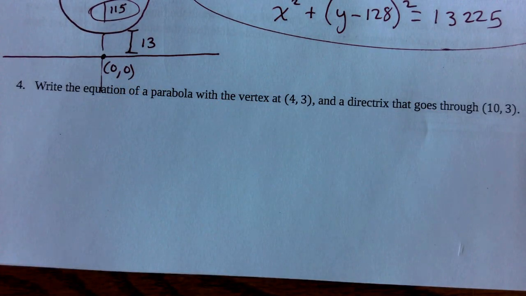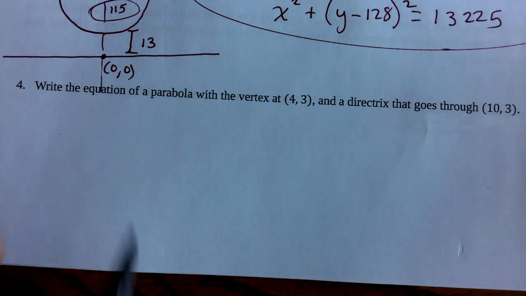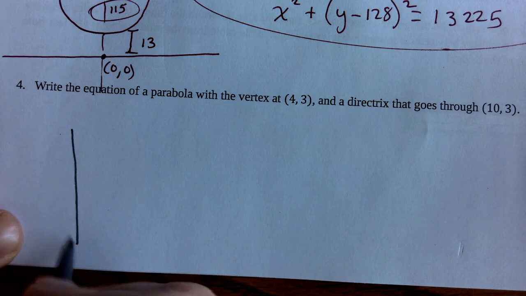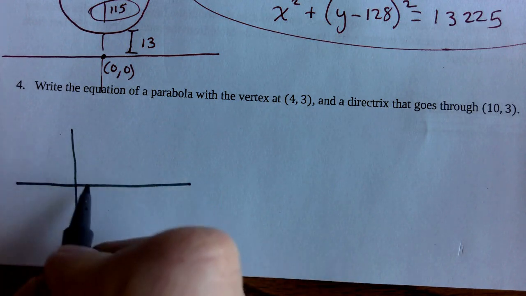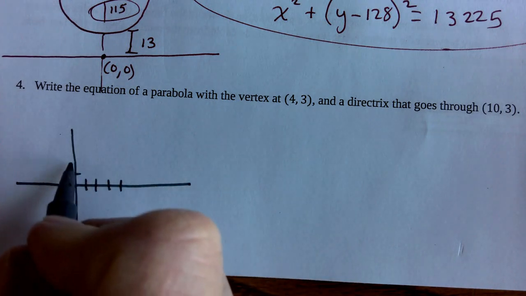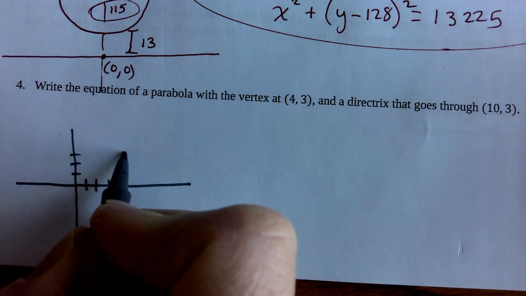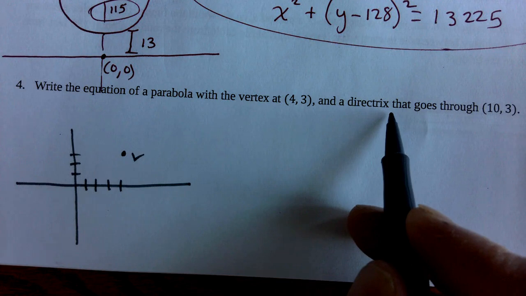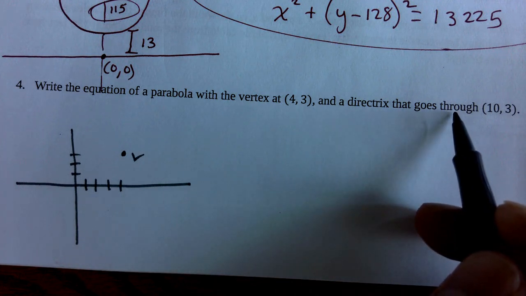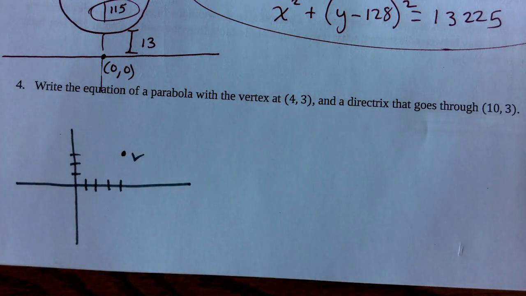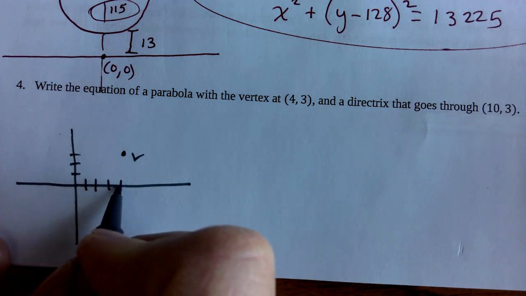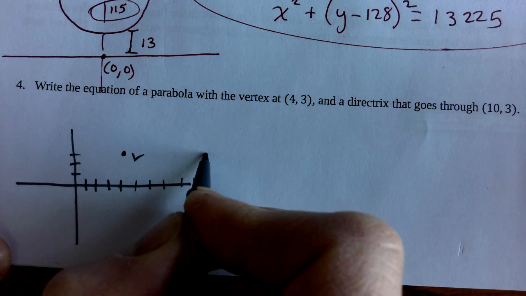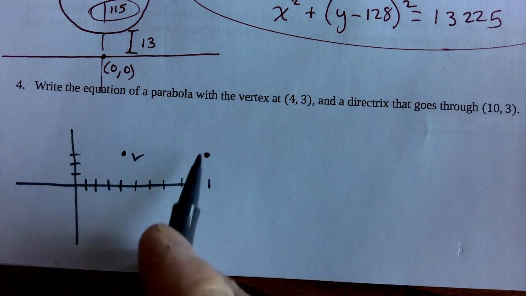I always like to sketch a little diagram of what's going on with these. So when you read this, write the equation of a parabola with a vertex at (4, 3). So 1, 2, 3, 4, 1, 2, 3. So far, all I know is that's my vertex. But then I'm given a directrix that goes through (10, 3). So now I go 1, 2, 3, 4, 5, 6, 7, 8, 9, 10, and then 3 here. Okay, it goes through there.